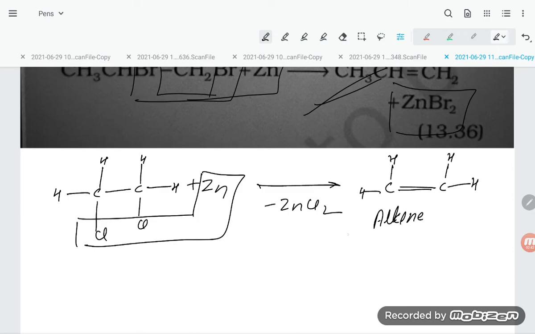So that is how we can prepare the alkene by dehalogenation, student, by the reaction with the zinc metal.